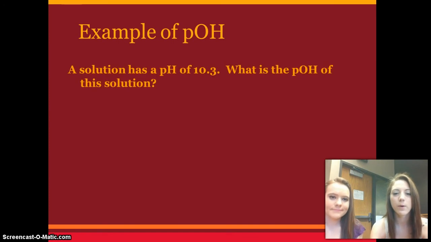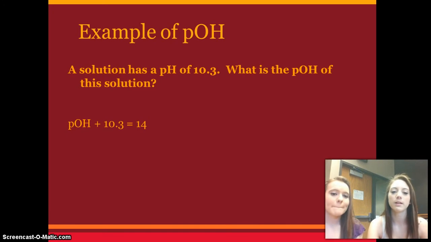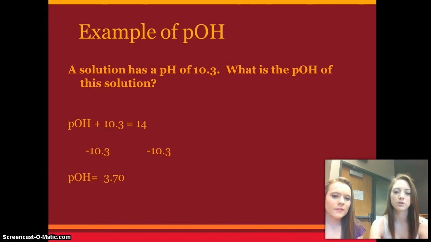An example of pOH is a solution has a pH of 10.3. What is the pOH of the solution? So you have pOH plus 10.3 equals 14. So then you would just subtract 10.3, and then it gives you 3.70.